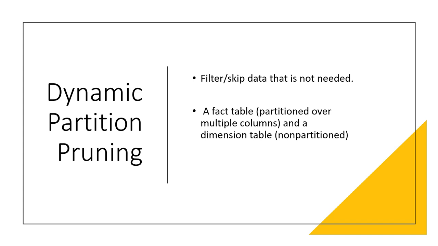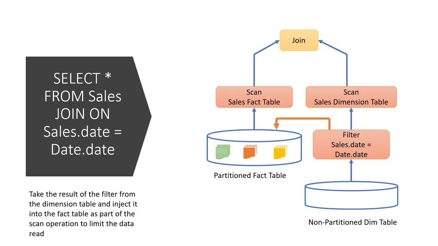Now in Spark 3.0, there is something called dynamic partition pruning that has been introduced. This would be beneficial in scenarios where we have fact and dimension tables, and let's say a fact table which is partitioned over multiple columns, but the dimension table is non-partitioned. Let's look at an example of how dynamic partition pruning will happen.